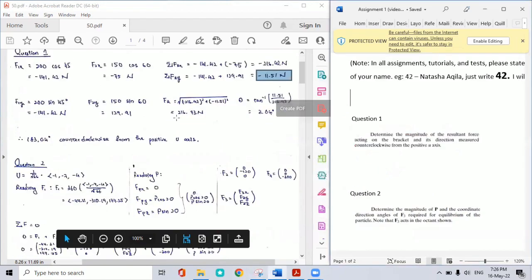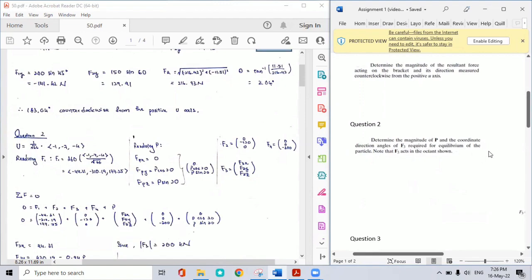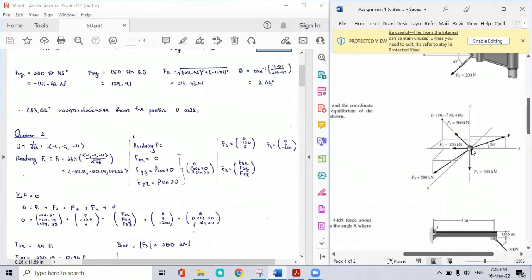So here comes question 2. Question 2 requires us to determine the magnitude of P and the coordinate direction angles of F3 required for equilibrium of the particle. Note that F3x is in the octant shown. We have one particle right here, and these are the position vectors, and they have their forces F1, F2, F3, F4, and P.